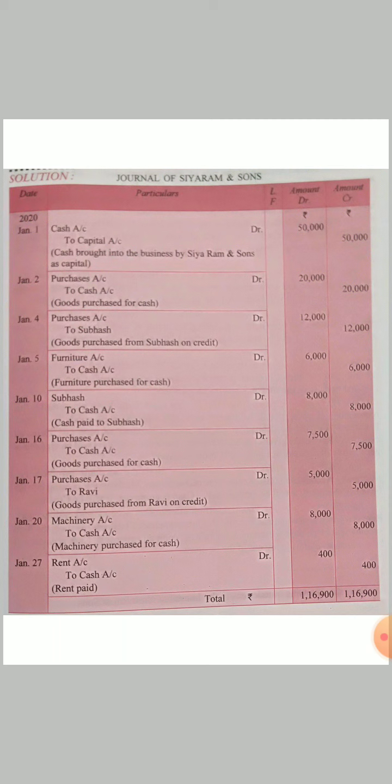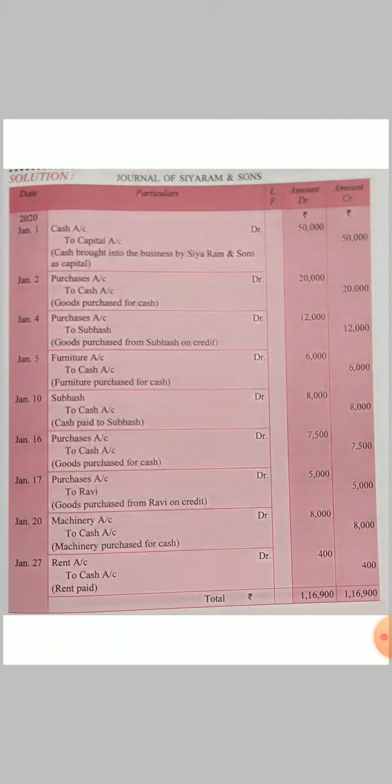The second point was purchase goods for cash. Purchase is an expense. Being a nominal account, any expense will be debited. And cash is going out of the business, so it being a real account, what goes out will be credited. So purchase account debit to cash account 20,000 rupees. The narration will be goods purchased for cash.